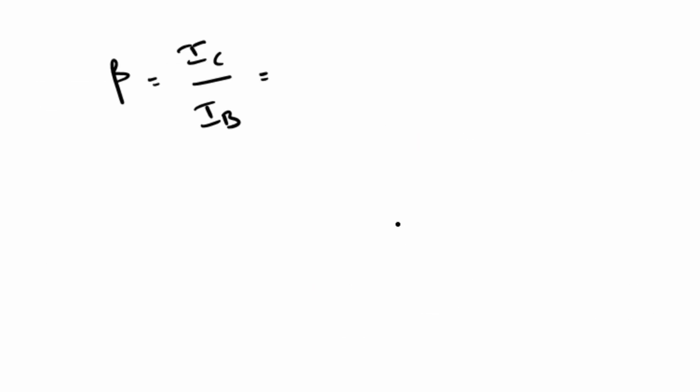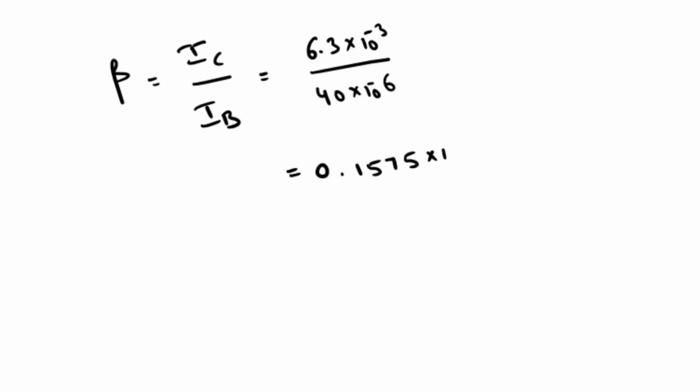IC is 6.3 milliamperes, so 6.3 into 10 power minus 3 divided by the corresponding base current, 40 into 10 power minus 6. Therefore its value is 0.1575 into 10 cube, which is equal to 157.5. The value of beta is equal to 157.5.